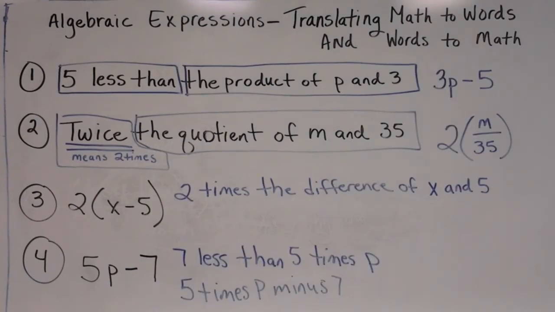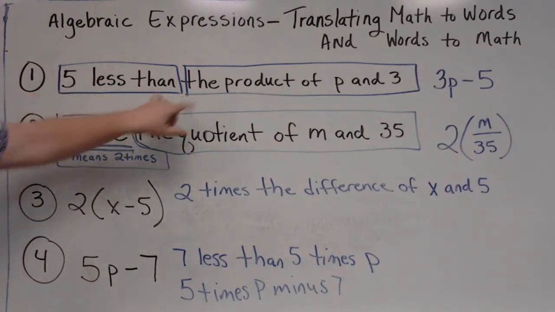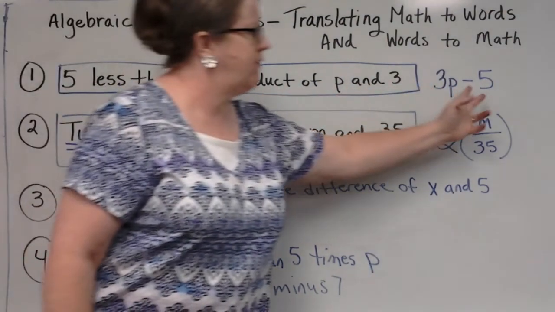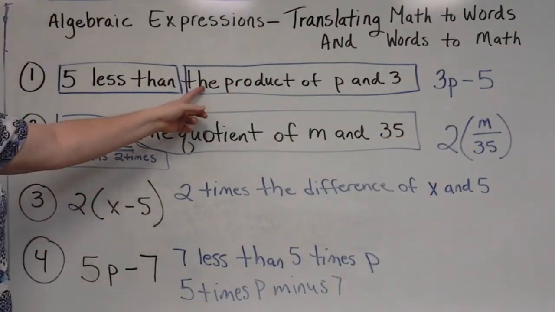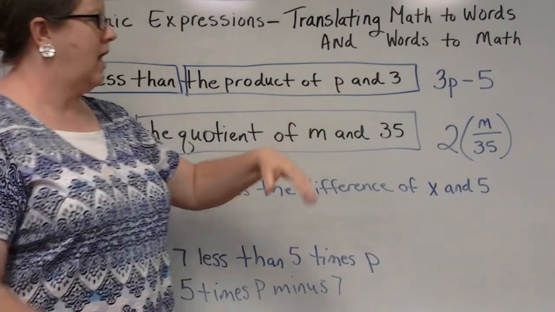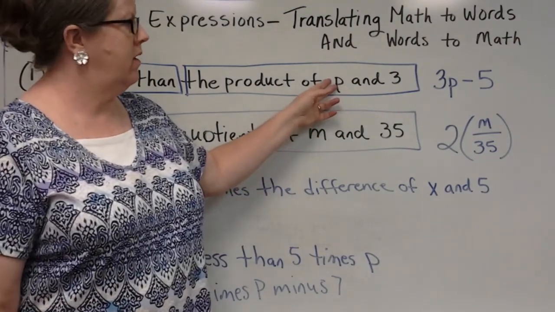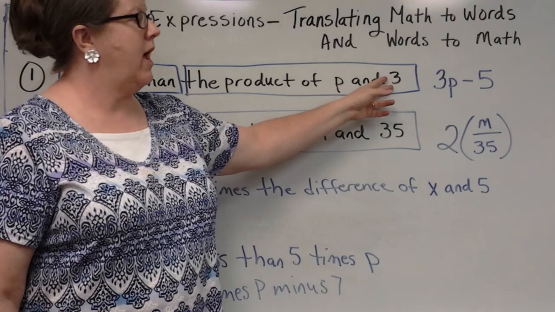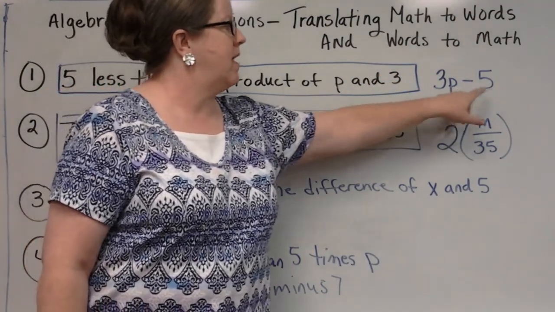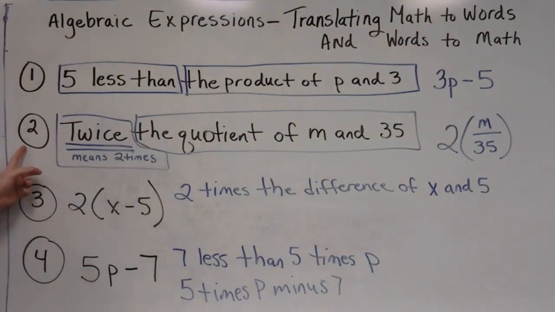Okay, let's see how you did. On problem number 1, divide it up. 5 less than. That means minus 5. So I put my minus 5 down. The product of p and 3. Well, that means they're multiplying. In algebra, when you have a variable and a coefficient multiplying, you put the number first and the variable second. So 3p minus 5.